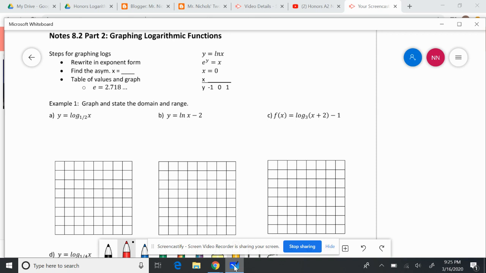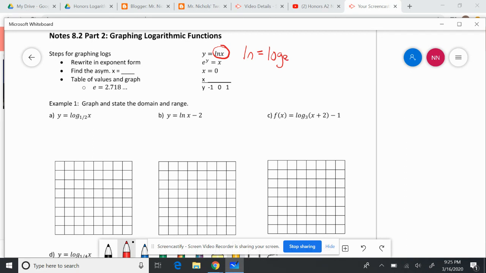We're going to continue graphing logarithmic functions. What we're going to look at that's a little bit different than last time is natural log. So notice that we have ln instead of a log with our example. And if you remember, natural log is the same thing as log base e.